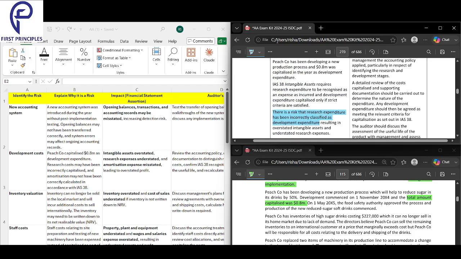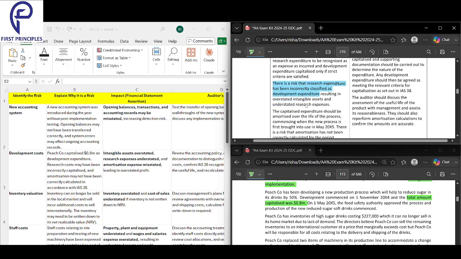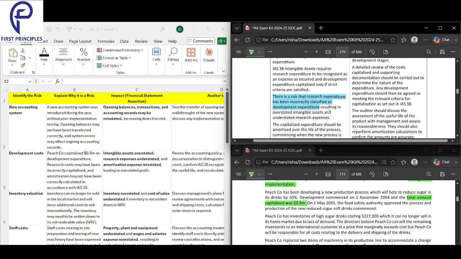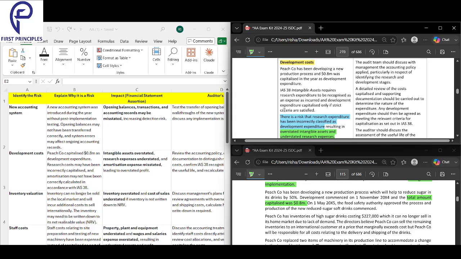So as a result of that, what will happen is that your assets will be overstated and your research cost will be understated. Because whenever you do development, some cost will be capitalized, some cost will not be capitalized. What these people have done is that the full cost they have capitalized.